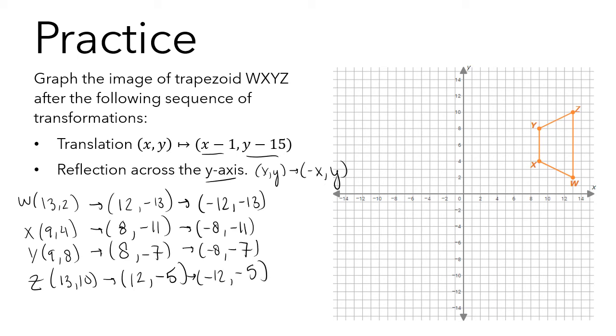So now we can graph it. (Negative 12, negative 13) is going to be right here. That's W prime. (Negative 8, negative 11) will be right here. That's X prime. (Negative 8, negative 7) is Y prime. And (negative 12, negative 5) is Z prime. So here's our result. Imagine we shift it to the left, then down, and then reflect it, and that's what we get.